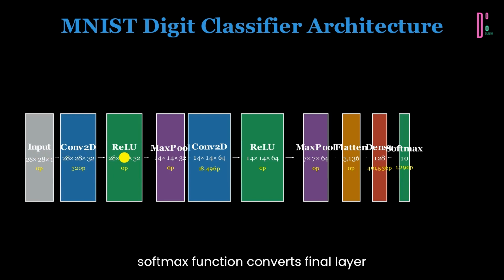The softmax function converts final layer outputs into a probability distribution. Each output neuron represents the probability of a specific digit class. The network predicts digit 7 if the neuron at index 7 has the highest probability.